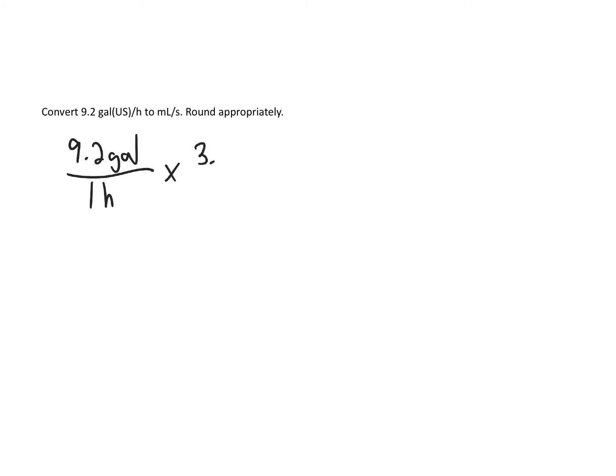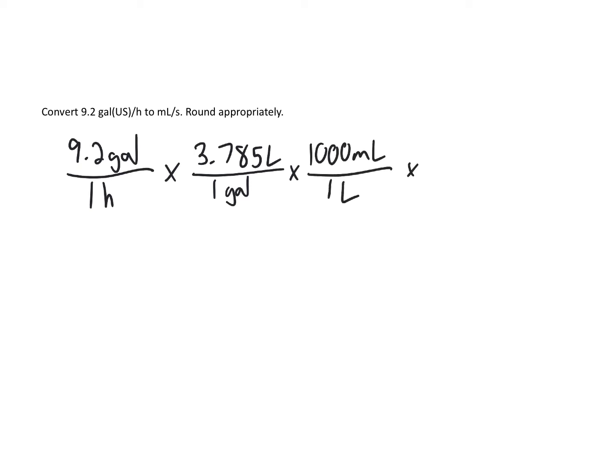There are 3.785 liters to 1 US gallon. And then we also need it to be in milliliters. There are 1,000 milliliters to 1 liter. Now to deal with time. We want hours on top. 1 hour is 3,600 seconds. 60 seconds to a minute, 60 minutes to an hour. 60 times 60 gives us 3,600.